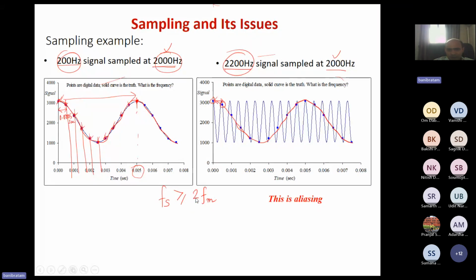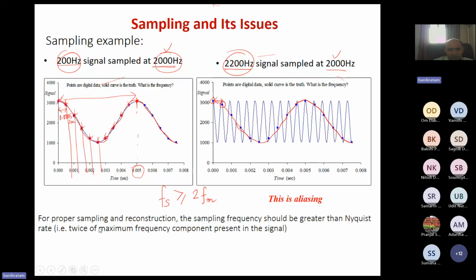This twice of FM is called the Nyquist rate, and for proper sampling and reconstruction, the sampling frequency should be greater than the Nyquist rate, that is twice the maximum frequency component present in the signal.